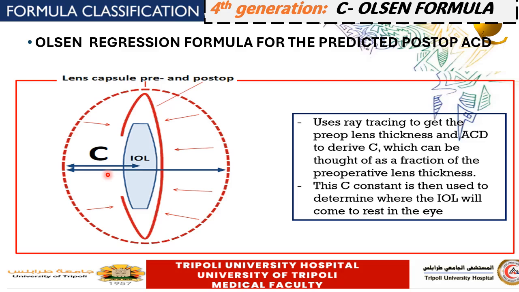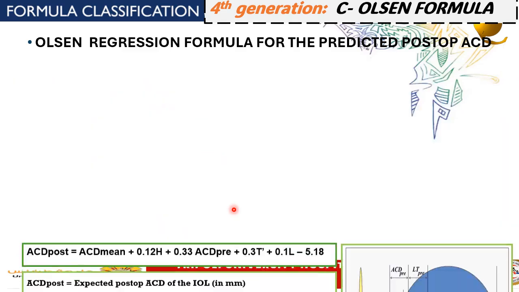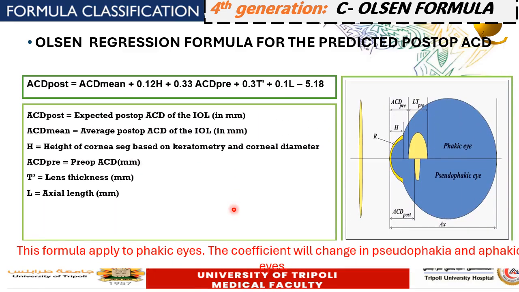The previous formulas that are based on the thin lens principle mainly depend on the keratometry and the axial length. However, in this principle of the C constant, it is mainly dependent on the anterior chamber depth as well as the lens thickness. By understanding this principle, this is the formula that was invented by Dr. Olsen to calculate the effective lens position and estimate the anterior chamber depth after surgery.